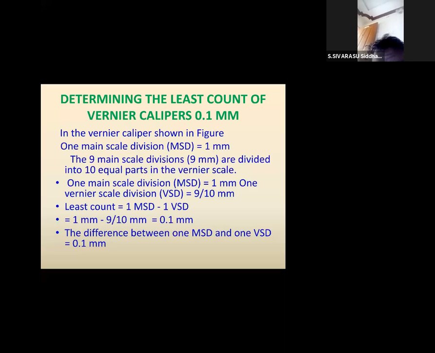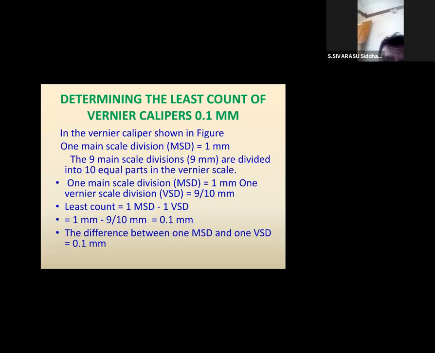So one main scale division value is 1 mm. One vernier scale division value is 9 by 10 mm. We don't know the value of one vernier scale division, so if you divide 9 by 10, you get 0.9 mm. Now we have one main scale division 1 mm, and one vernier scale division 0.9 mm.